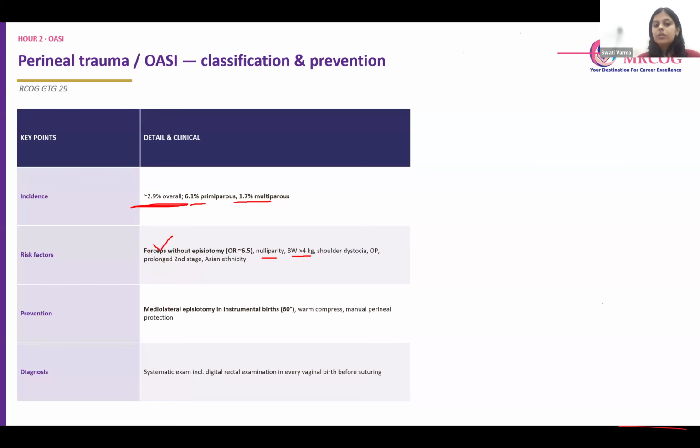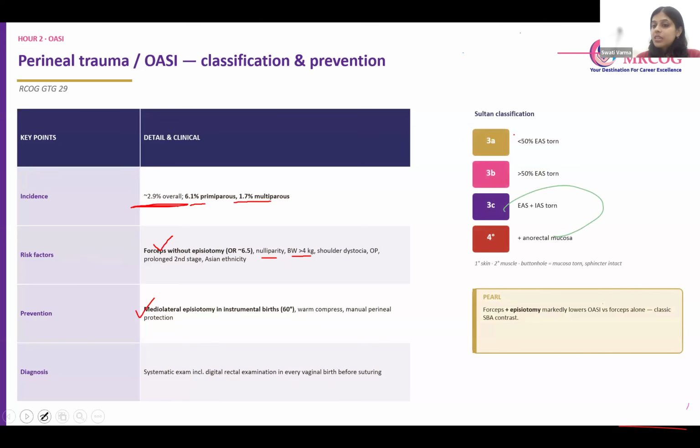How can you prevent it? Mediolateral episiotomy in instrumental births, at 60 degrees. Warm compress, manual perineal protection. These are the tenets for prevention. Diagnosis: systematic examination, including digital rectal examination in every vaginal birth, before and after suturing. So this is how you won't miss it.